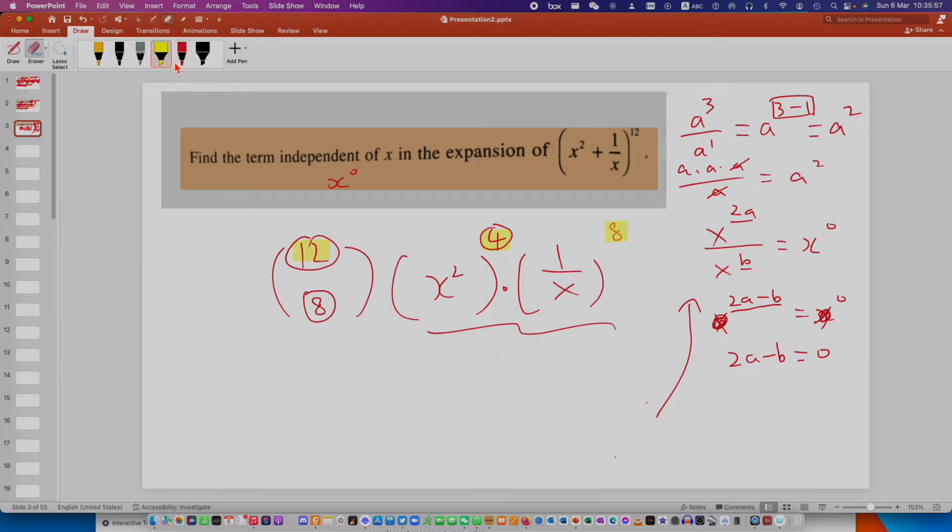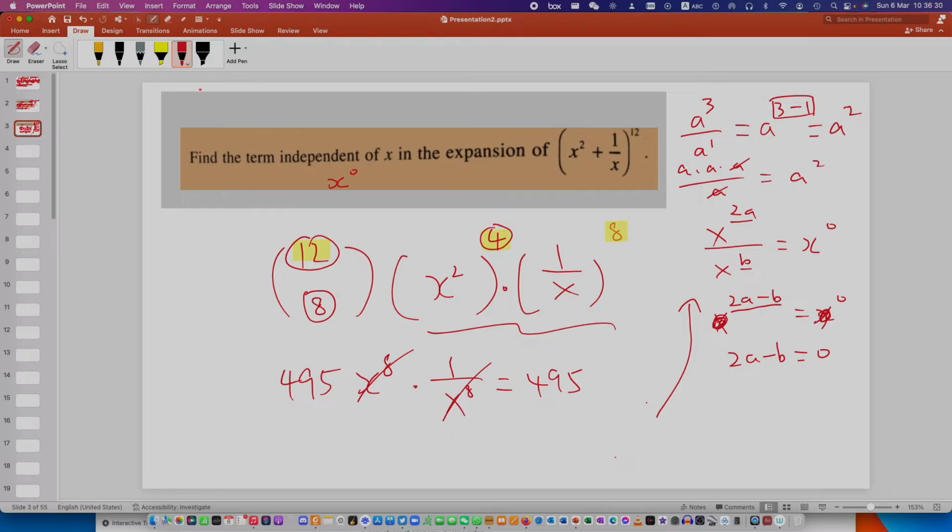So if this is the term, let me show it. Can you help me out? 12 choose 8. 495. And then this will be x to the power of 8, then this will be 1 over x to the power of 8. Can you see? It's 495. These cancel each other, right? So x to the power of 0, it's 495. Okay, so the answer is 495.